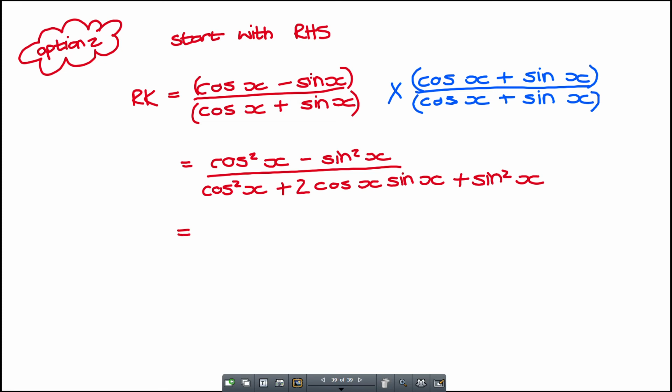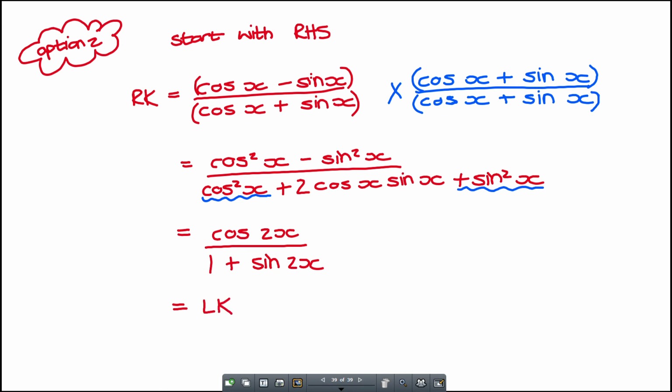Okay, now at the top, that cos squared x minus sin squared x is actually my double angle identity, which is cos 2x over, and now I want you to see that cos squared x plus sin squared x will give me 1 plus, and 2 cos x sin x is the same as sin 2x. And that is the same as the left-hand side. Okay, so you could have worked with either of the two.